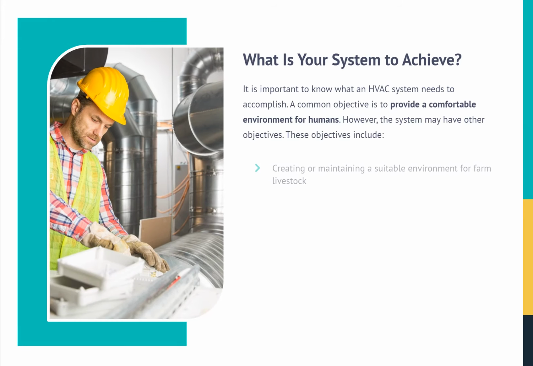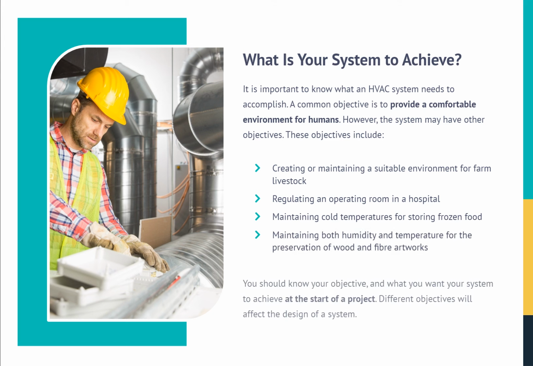What is your system to achieve? It is important to know what an HVAC system needs to accomplish. A common objective is to provide a comfortable environment for humans. However, the system may have other objectives. These objectives include creating or maintaining a suitable environment for farm livestock, regulating an operating room in a hospital, maintaining cold temperatures for storing frozen food, maintaining both humidity and temperature for the preservation of wood and fiber artworks. You should know your objective and what you want your system to achieve at the start of a project. Different objectives will affect the design of a system.